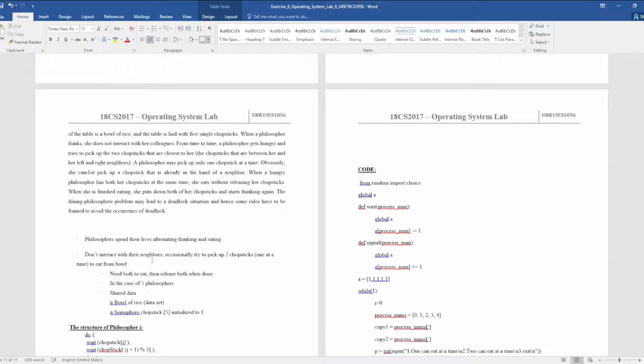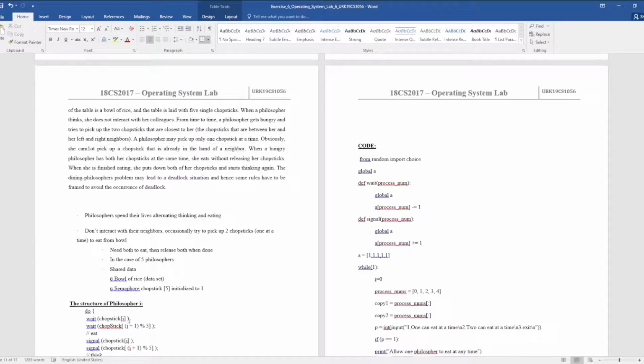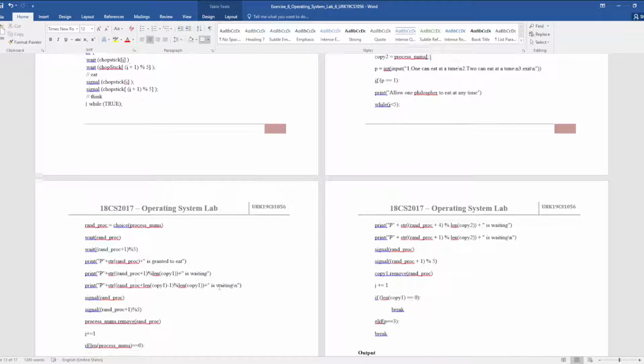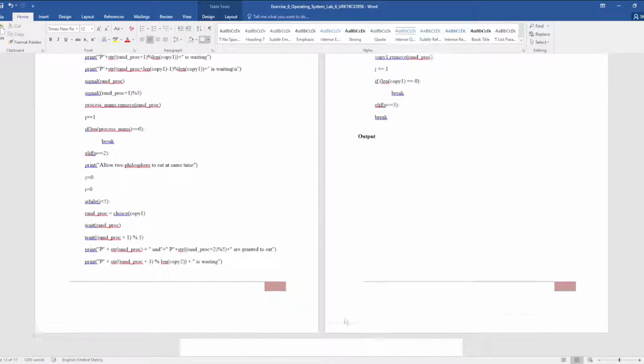So in this problem, we need the philosophers to spend their lives alternating between thinking and eating. We need them to not interact with and bother their neighbors, but occasionally try to pick up two chopsticks one at a time to eat from the bowl. So the problem is as follows, and I've written the code for it, and the output is as follows.